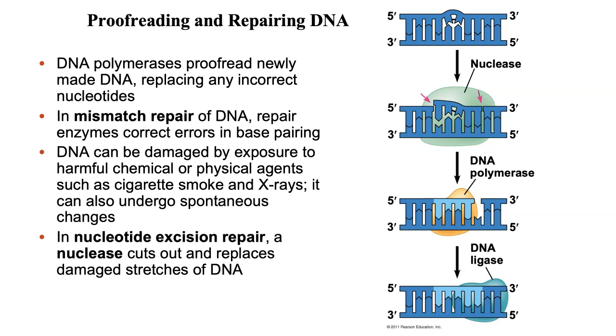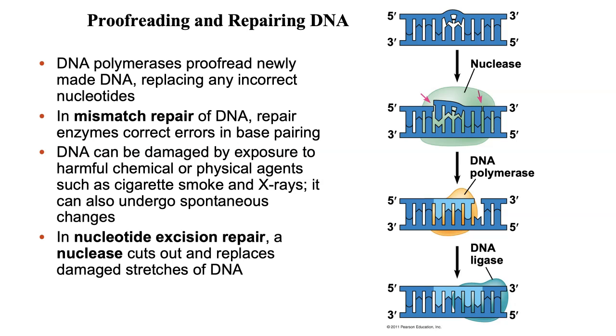Now, as we saw, DNA polymerase can elongate at a pretty quick rate. In bacteria, it elongates at 500 nucleotides per second, and in eukaryotes, it elongates at 50 nucleotides per second. Of course, there are going to be some errors that occur, and we do not want errors in our DNA sequence. Our DNA polymerase is able to proofread the newly made DNA, and in doing so, it can replace any incorrect nucleotides.